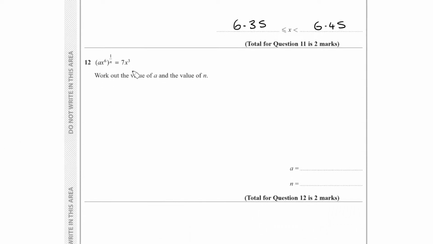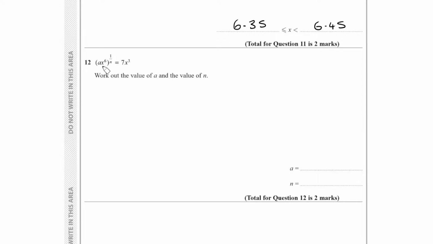Question 12, we've now got an indices question. So work out the value of A and the value of N. Because you've got 2 letters, you effectively need 2 separate equations, right? It's kind of loosely around simultaneous equations. You can't solve an equation if you have 2 letters in it, right? You need more than 1 equation. So we're going to split this in the end.